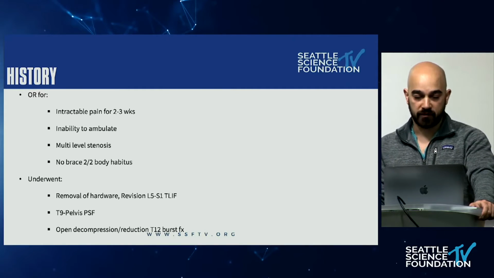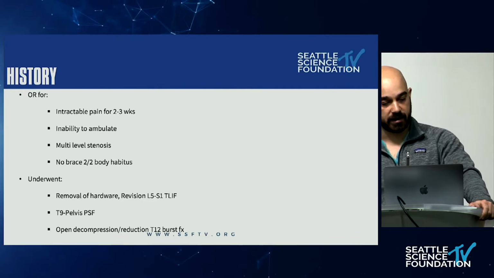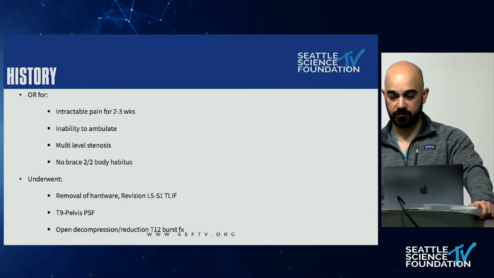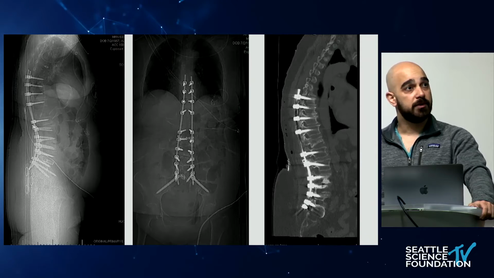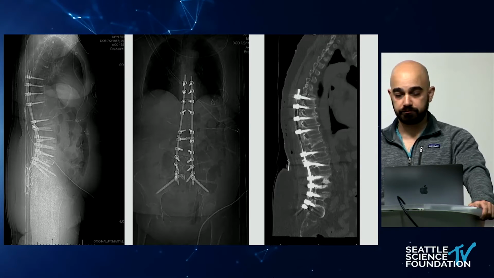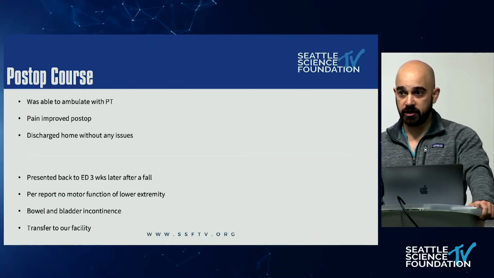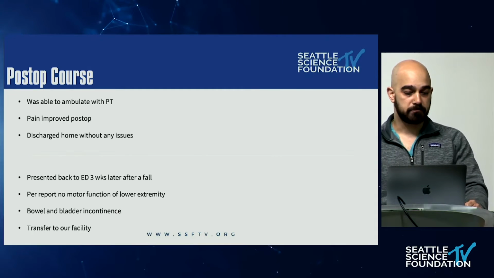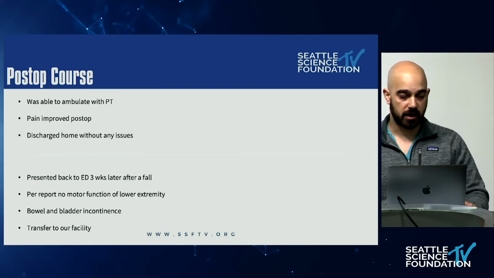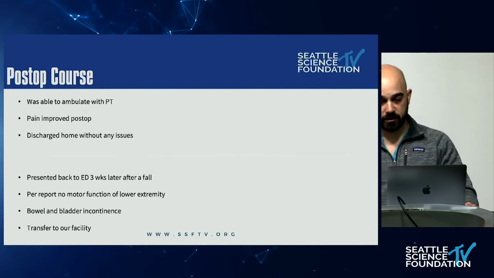She underwent removal of her hardware, revision of her TLIF, and T9 to pelvis posterior spinal fusion, and reduction of the fracture. These are her postoperative images. She did well postoperatively. She was able to ambulate with physical therapy, and her pain improved dramatically post-op, and she was discharged home without any issues.